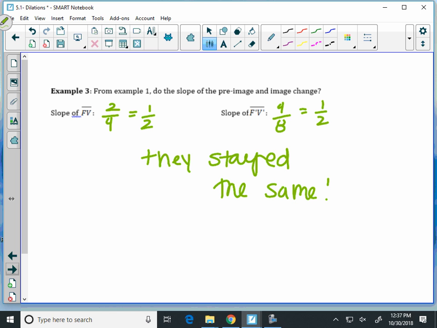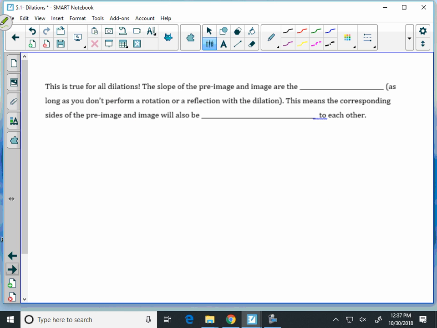They stayed the same. This is true for all dilations. Whenever you do a dilation, the slope of the pre-image and image, through the original figure and the new figure, will always be the same, as long as you don't do another rotation with the dilation. So if you dilate a figure and then rotate it, obviously the slopes are going to be different if you change the orientation. But if you just strictly do a dilation, these slopes will always be the same.